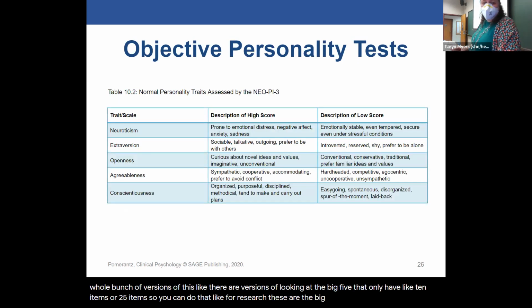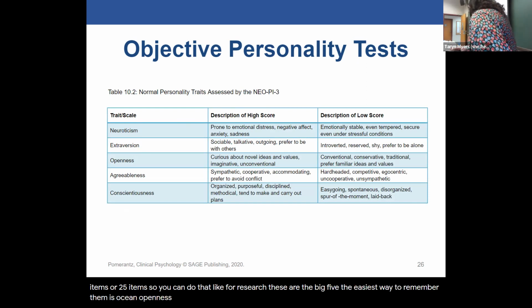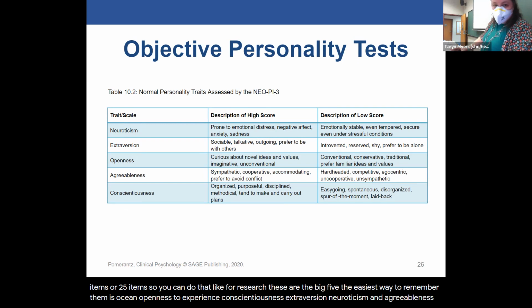These are the big 5. The easiest way to remember them is OCEAN: openness to experience, conscientiousness, extroversion, neuroticism, and agreeableness.